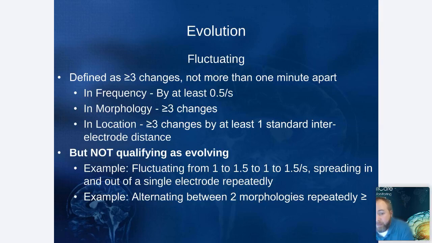Fluctuating then is defined as greater than or equal to 3 changes, not more than 1 minute apart, again in frequency, morphology, or location, but not qualifying as evolving. So fluctuating would be from 1 to 1.5 to 1 to 1.5, spreading in and out of a single electrode. That would be considered fluctuating, but it's not evolving because it doesn't take that third step. It's just back and forth between the two.